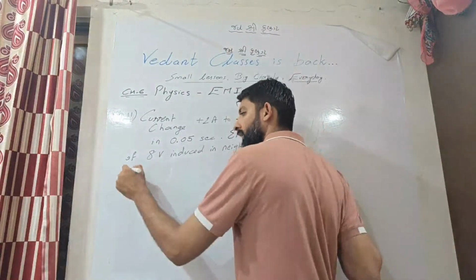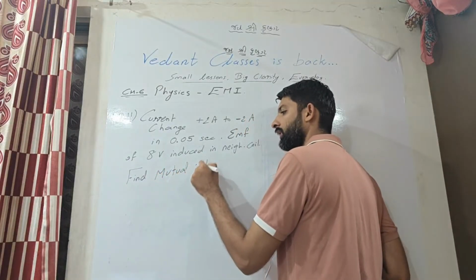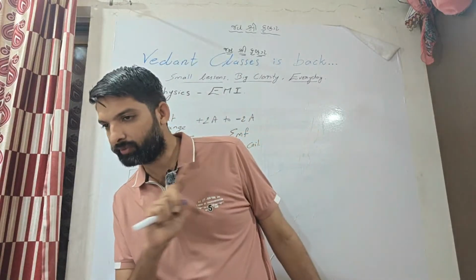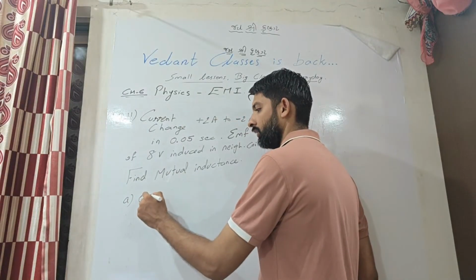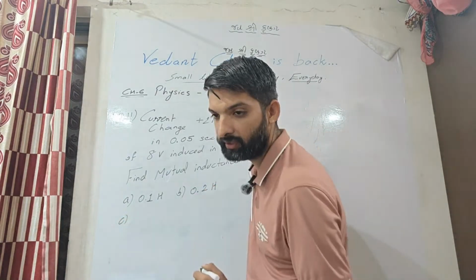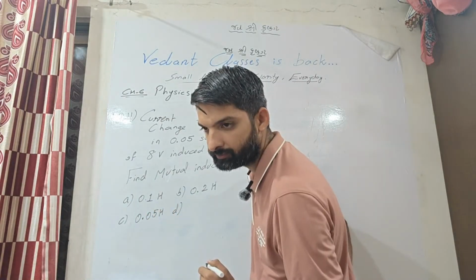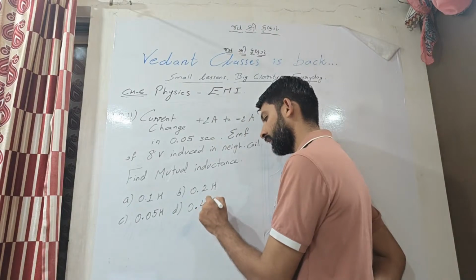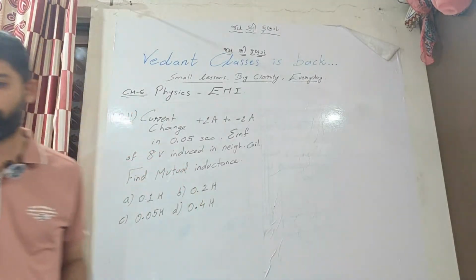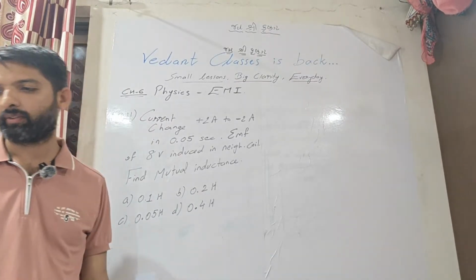We have to find the mutual inductance. This you need to calculate. Option A is 0.1 Henry. Option B is 0.2 Henry. Option C is 0.05 Henry. And option D is 0.4 Henry. Try to solve this one. Directly you can apply the formula for mutual inductance.